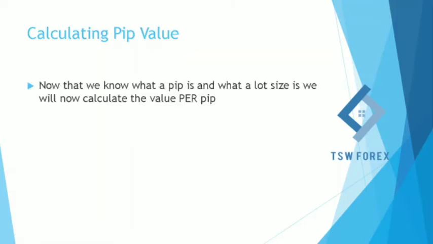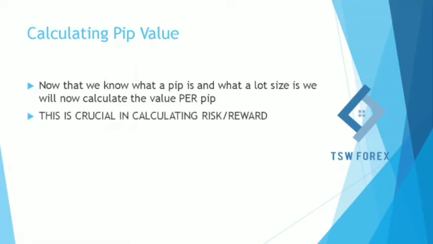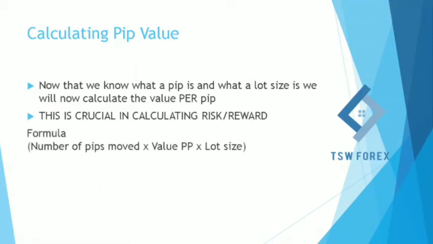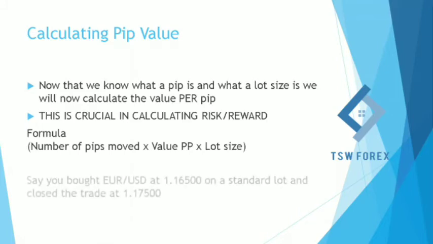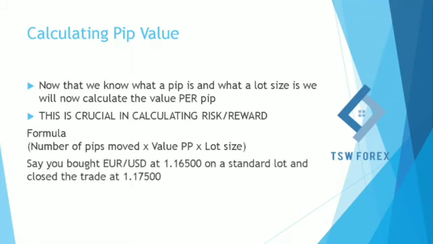So calculating pip value. Now that we know what a pip is and what a lot size is, we will now calculate the value per pip. This is crucial in calculating risk reward. And the formula for doing so is the number of pips moved times the value per pip times the lot size used.